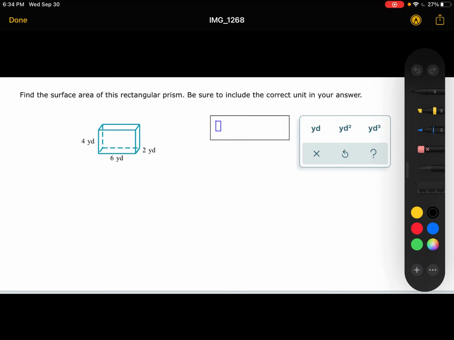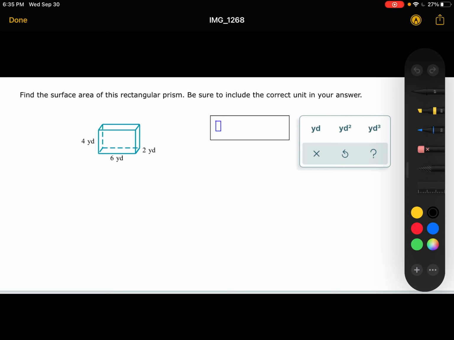So for this video, we're going to talk about how to find the surface area of a rectangular prism. This isn't really that difficult of a concept, but it's one of those that's sort of harder to do when you actually do it. So really quickly, surface area is finding the area of a surface of a figure that is in three-dimensional space.